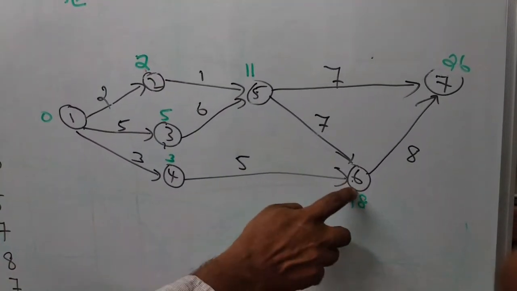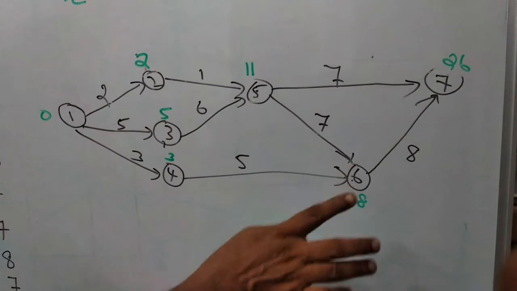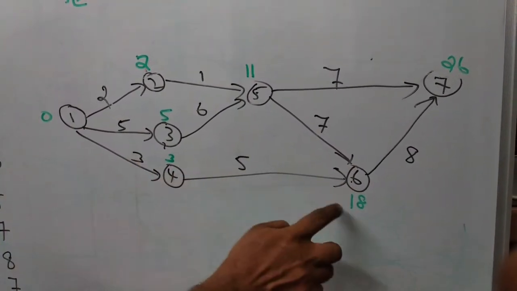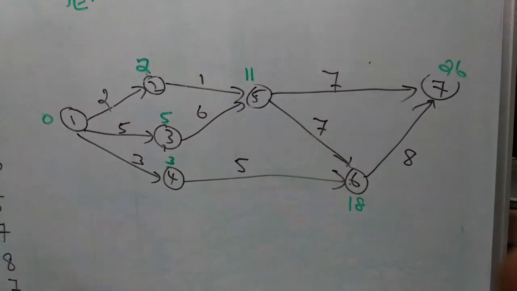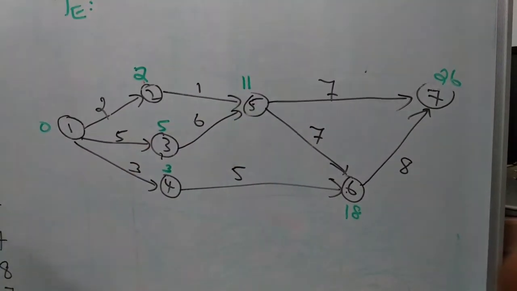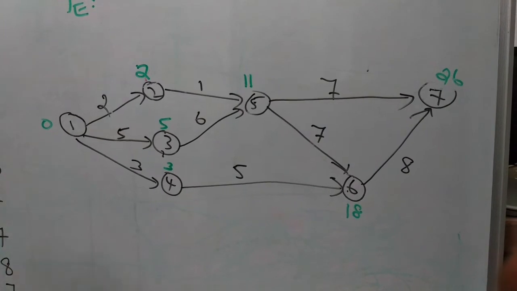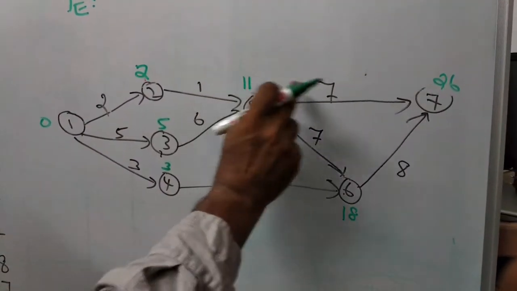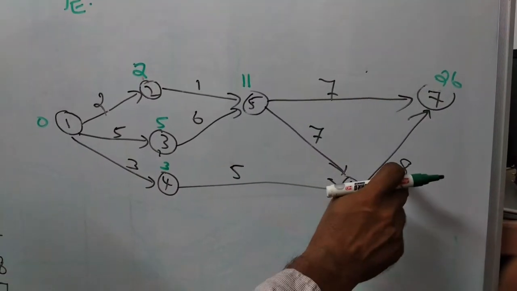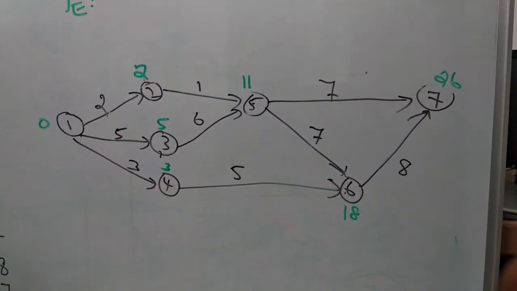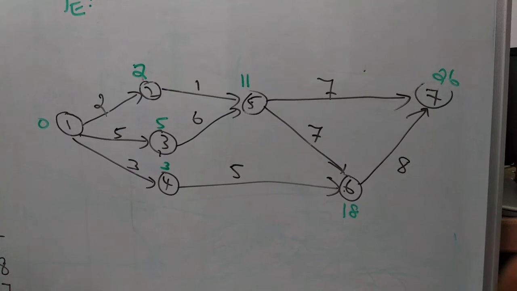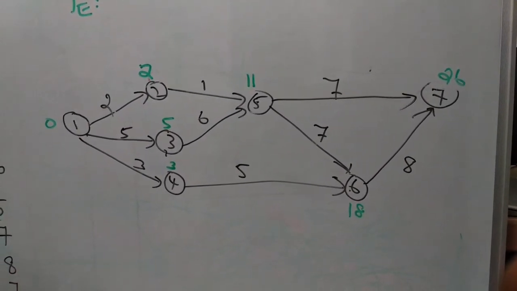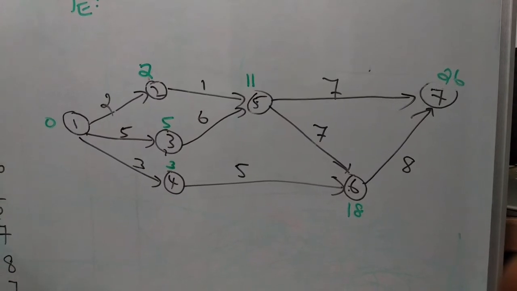Then 6. We can reach 6 by 2 ways. 1, 4, 6 is 3 plus 5, 8. By the other way, 11 plus 7, 18. We select the largest, 18. Then moving to 7, 18 plus 8, 26. That is, for each node we use the largest value, that is the mathematical property.